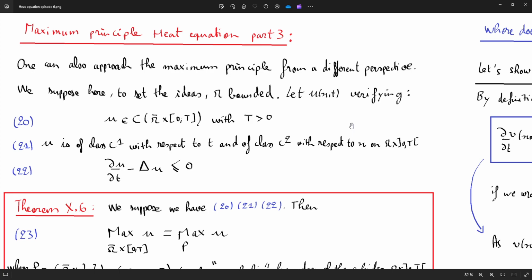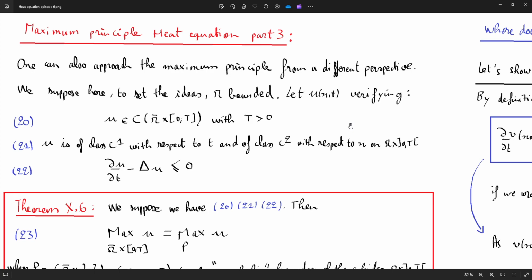We suppose here that the set omega is bounded. Let u satisfy 20. u is in the set of continuous functions on omega bar times 0, T with T strictly positive. We verify also 21: u is of class C1 with respect to t and of class C2 with respect to x in omega times 0, T. And we also verify the condition 22: the partial derivative of u with respect to time minus the Laplacian of u is smaller or equal to 0.